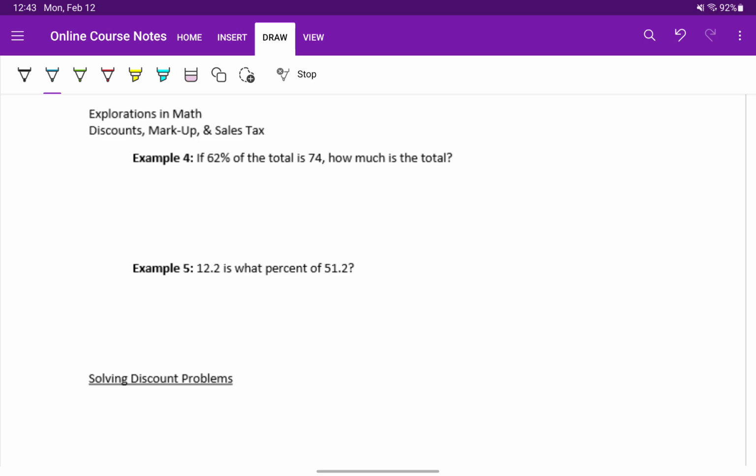In example 4, we're told that if 62% of the total is 74, how much is the total? A key word to look out for here is that word "is," which equates to our equal sign. So the total is the piece that's missing here. We're taking our total times 0.62, and that equals 74.